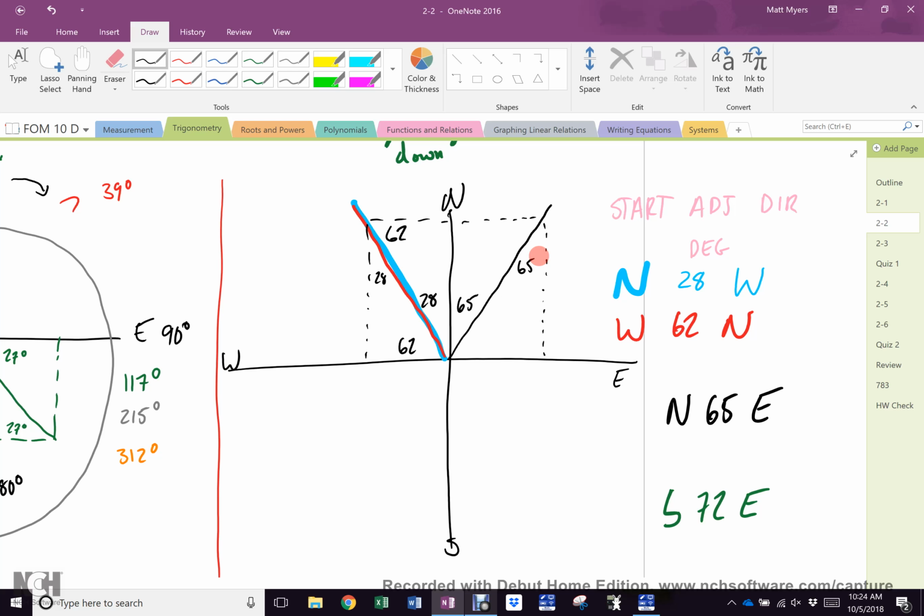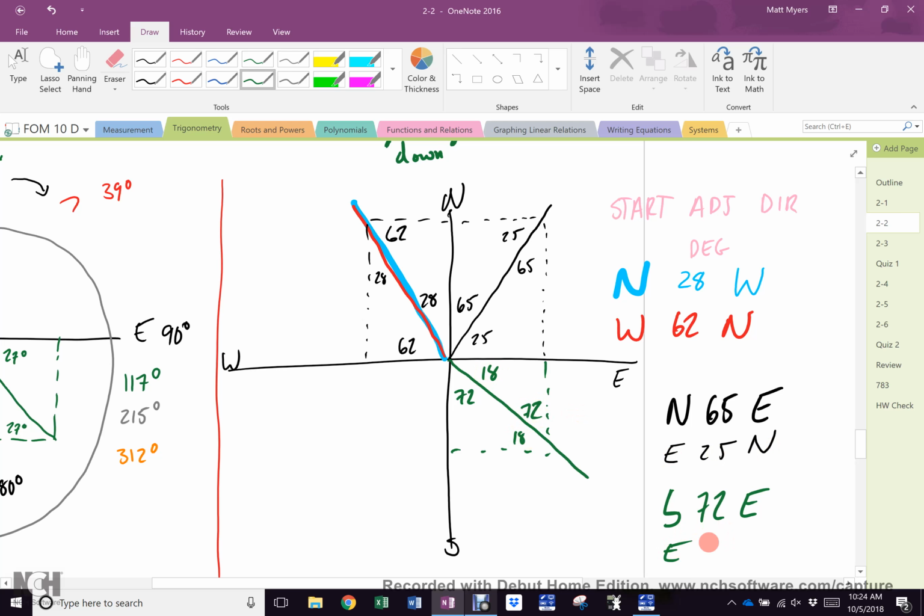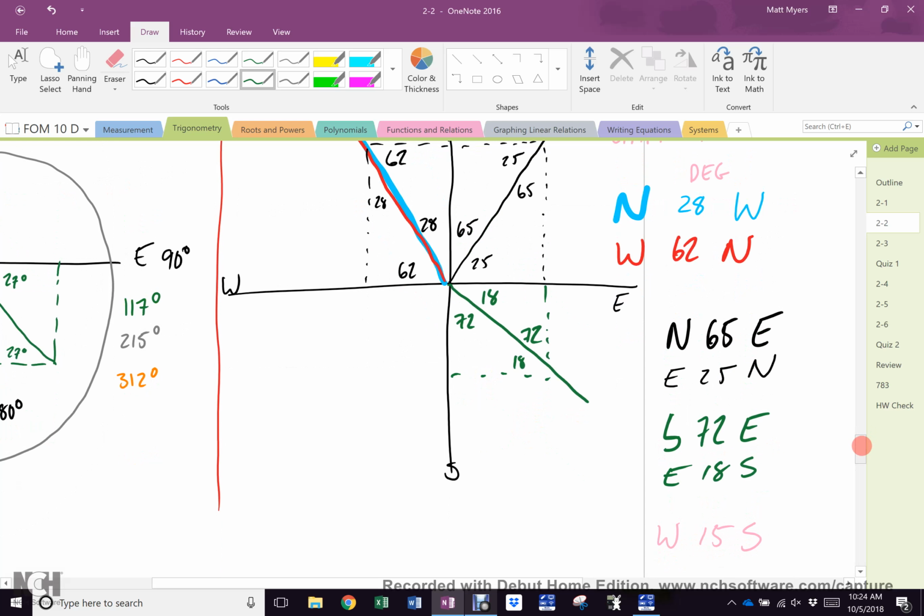All right, we all cool? There's the 65, there's 65, so what's this? 25, and what's this? 25. Cool? What is the other version of this? East 25 north. Now let's do the green one. South 72 east. 72. Make your trig triangles. What's this? 18. What's this? 18. What's this? 72. And what's the other way to write that? East 18 south.